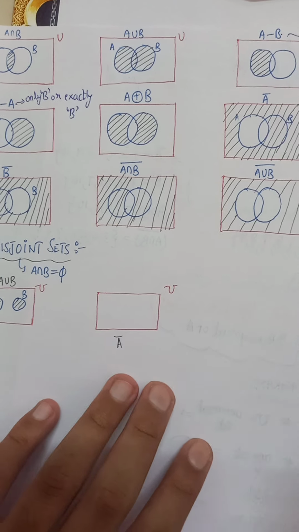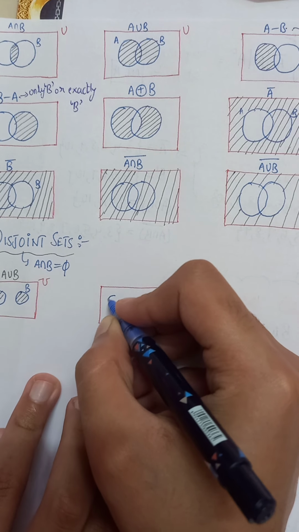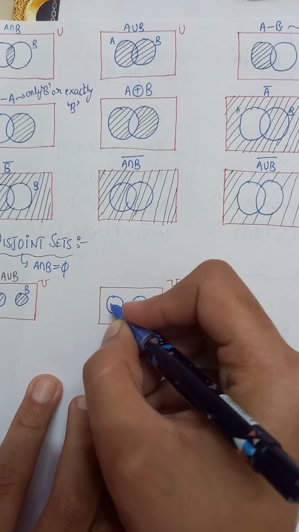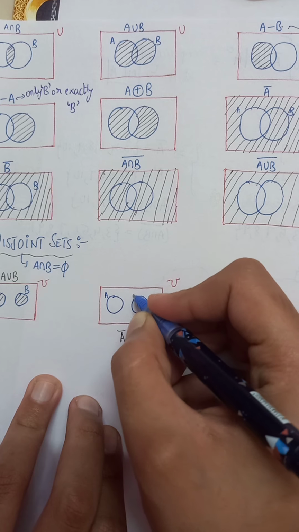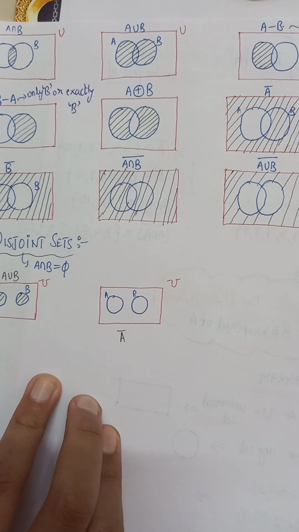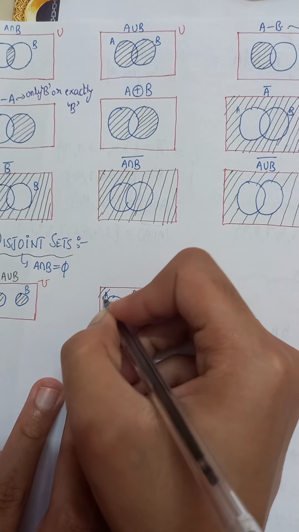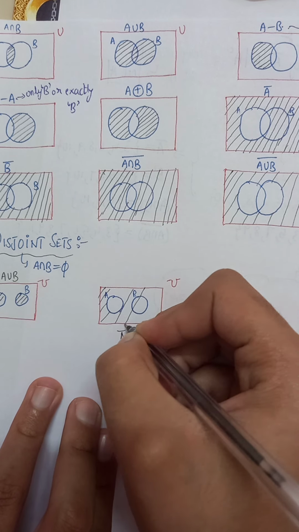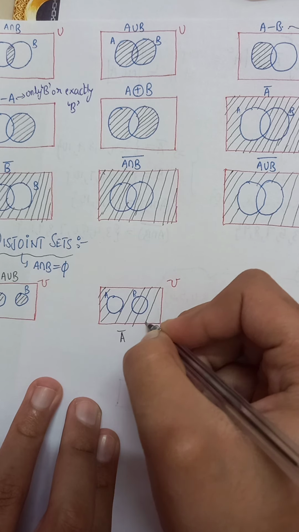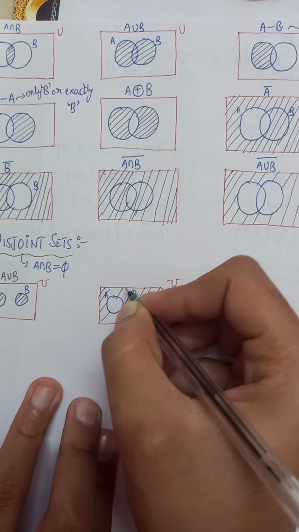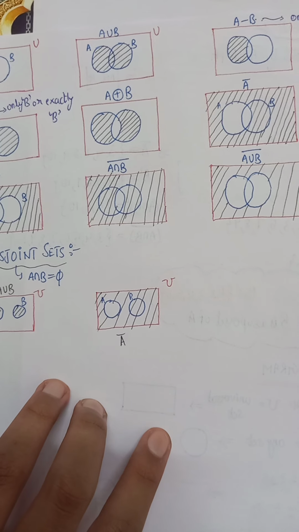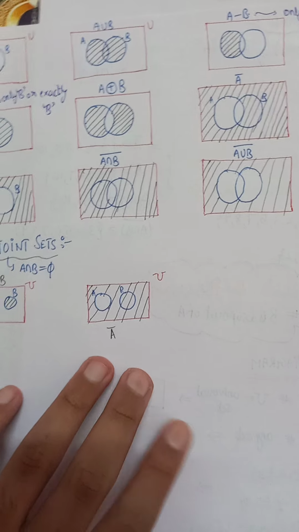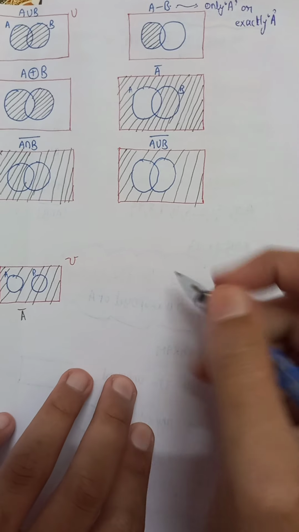So what about A complement? We do it like this: set A, set B. This is A, this is B. So shade everything except for set A. That is the definition of A complement, right? I explained it yesterday.